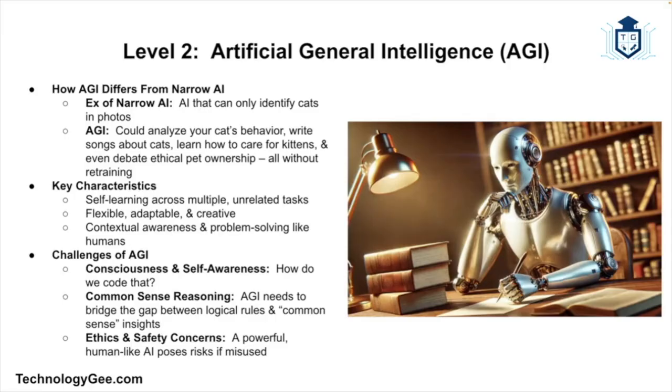So let's imagine you've got a narrow AI that can identify cats in pictures. Now that's great, but that's all it can do. It cannot explain why cats are so popular on the internet. It cannot tell you how to adopt one, and it cannot crack a cat joke.